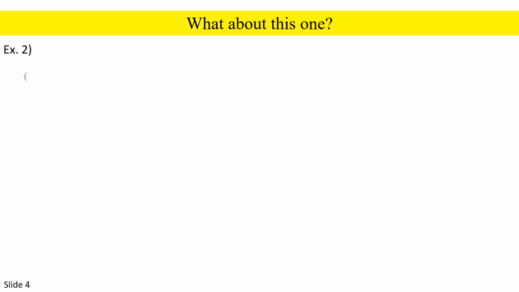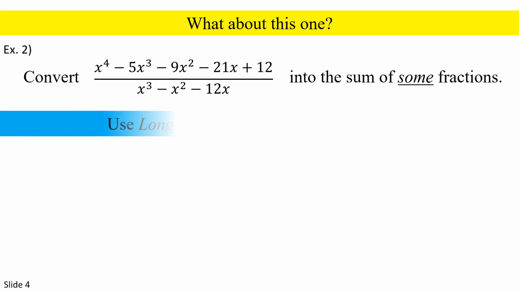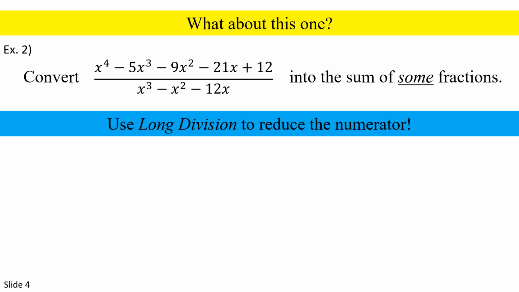All right, let's look at this one, example 2. We want to convert x to the 4th minus 5x cubed minus 9x squared minus 21x plus 12 over x cubed minus x squared minus 12x into the sum of some fractions. Notice that the numerator is of higher degree than the denominator, so this is top heavy. Here's what we have to do first: we have to use long division to reduce it.